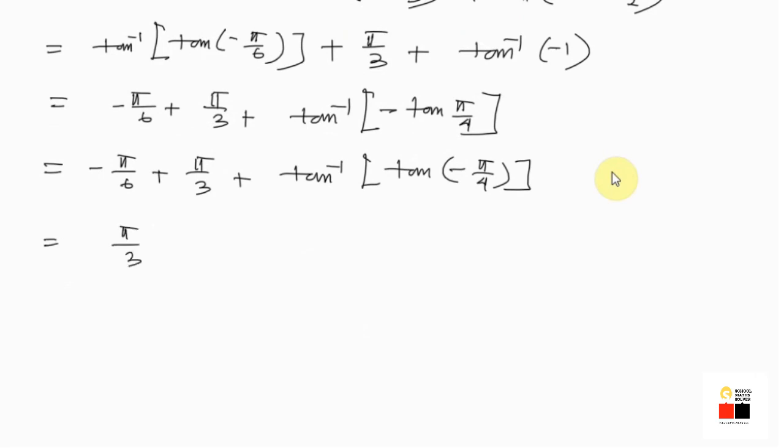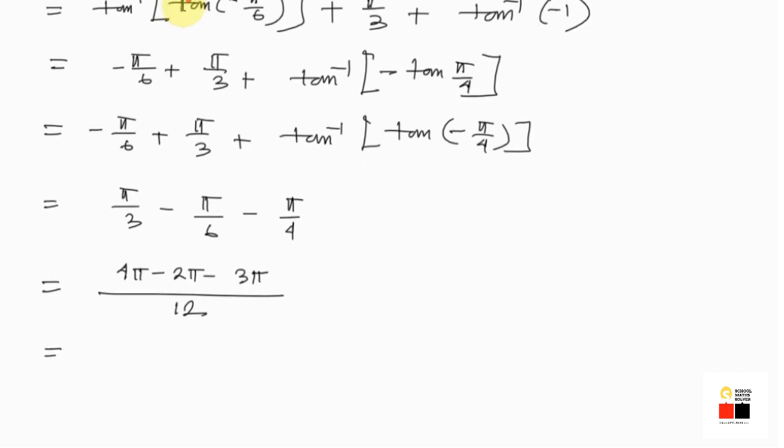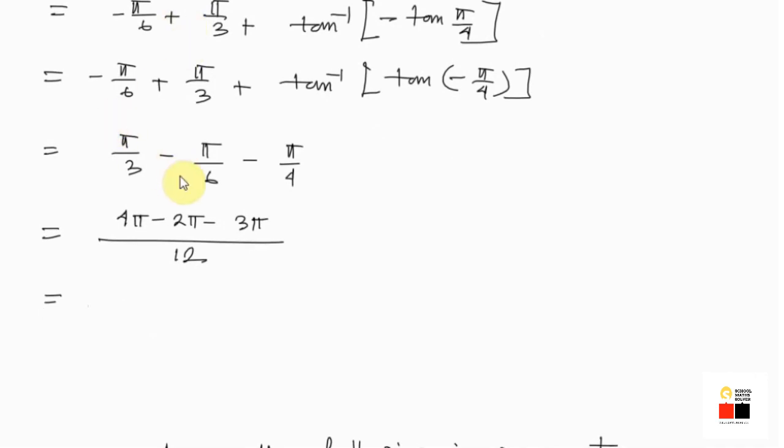We can write pi by 3 minus pi by 6 minus pi by 4. LCM will be 12. 4 pi minus 2 pi minus 3 pi equals to minus pi by 12 will be the answer.